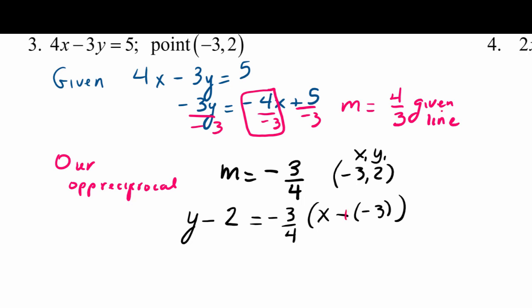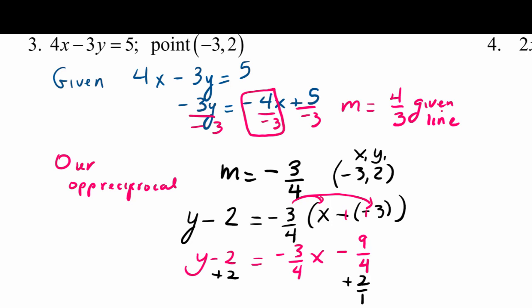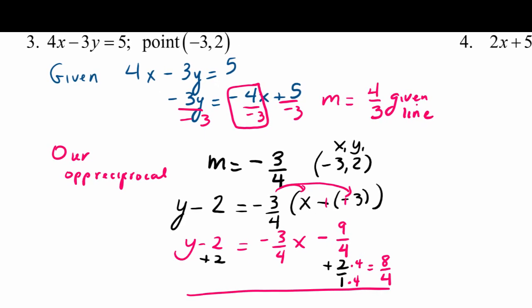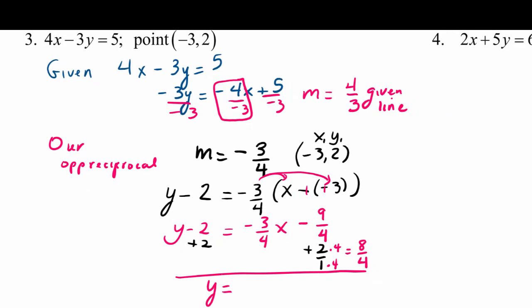And then we're going to simplify, distribute, right? So we have y minus 2 equals -3/4 x minus 9/4. And when we add the 2, we are going to have to change that denominator to 4. So I'm going to go ahead and multiply times 4 to make it 8/4. And so now I get y equals -3/4 x minus 1/4.